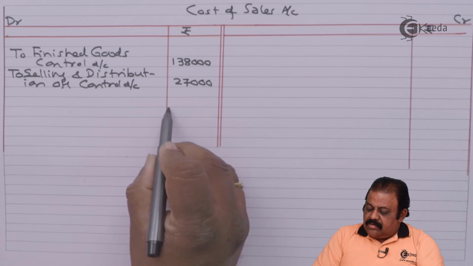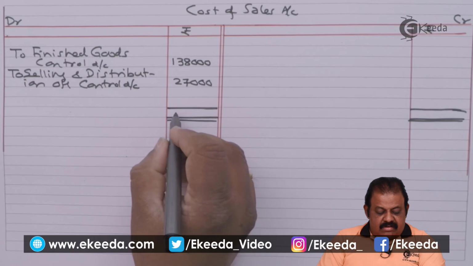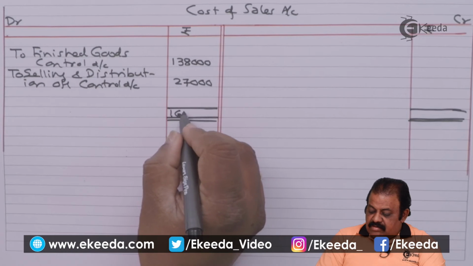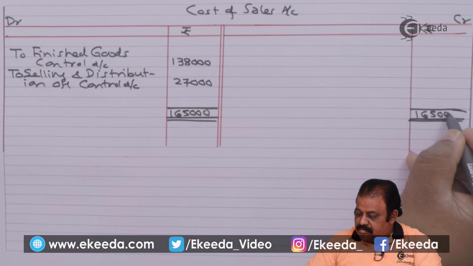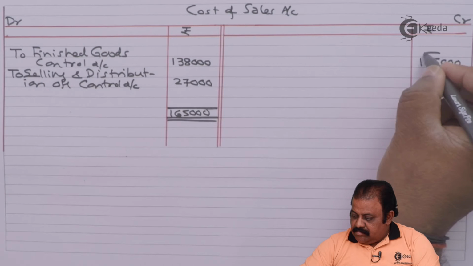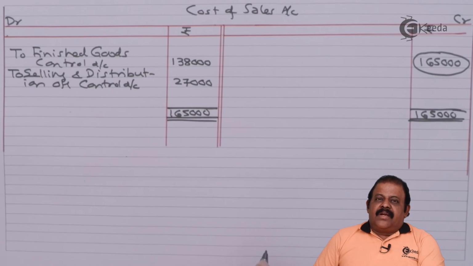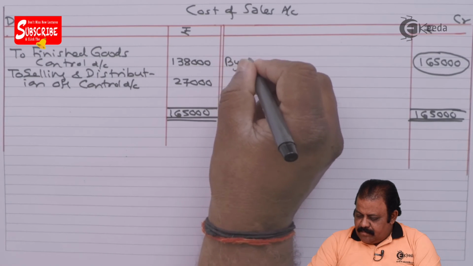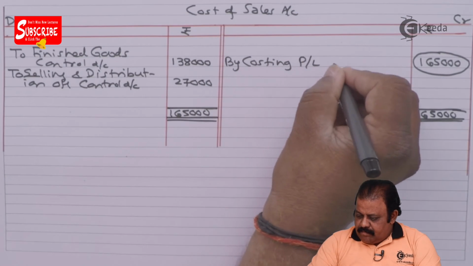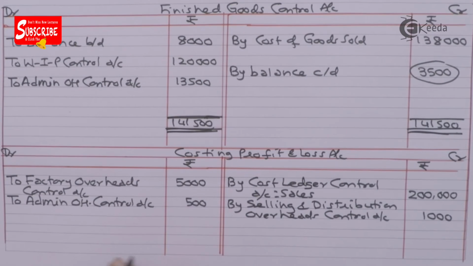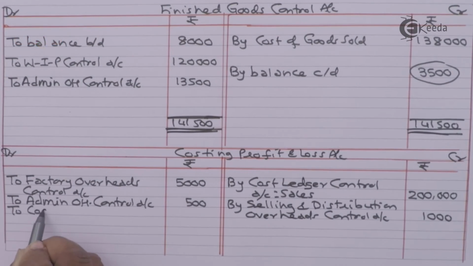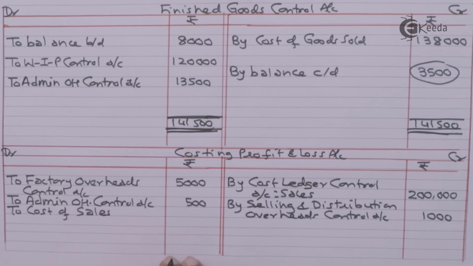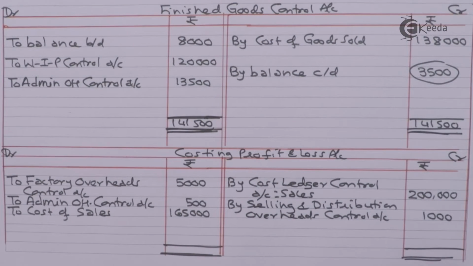Cost of sales account 1,38,000 plus 27,000, 1,65,000. This amount will be transferred to costing profit and loss account. Costing profit and loss account debit side, to cost of sales 1,65,000. We can find out costing profit and loss.